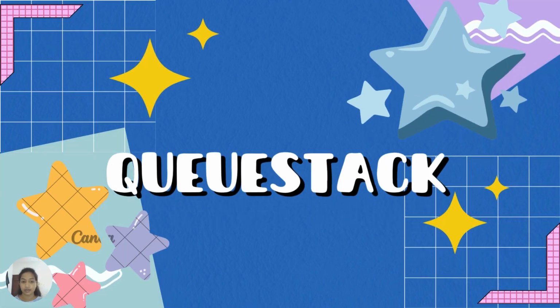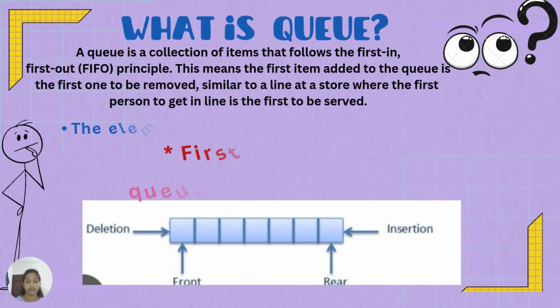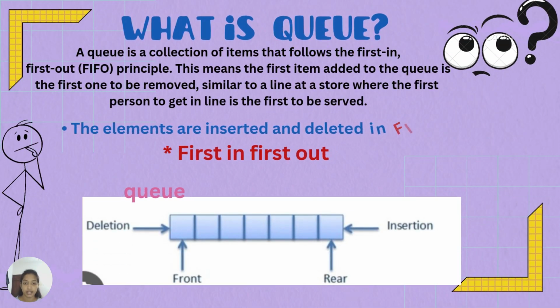Today's lesson is Queue-Stack. Firstly, you should know what a queue and a stack are. I will teach first what a queue is. A queue is a collection of items that follows the first in first out principle.